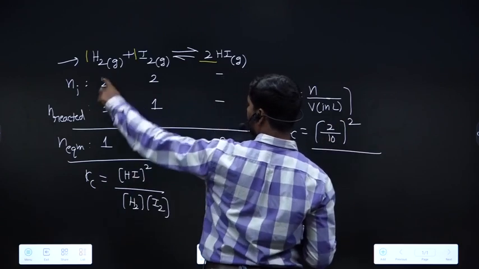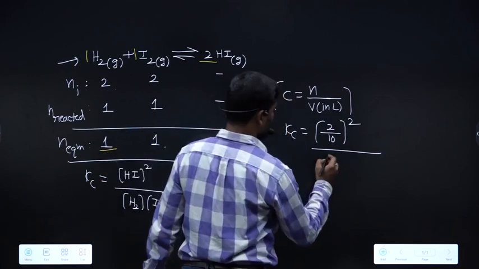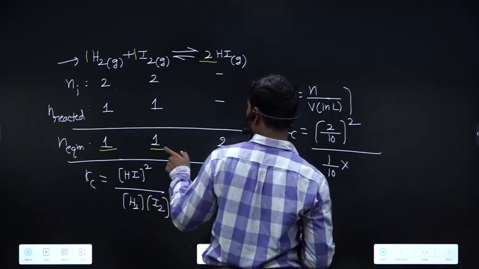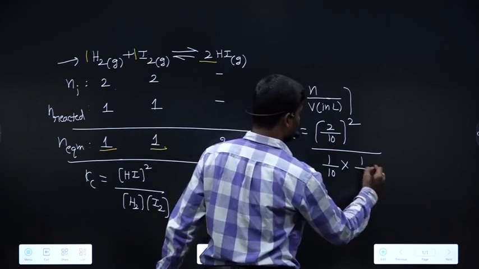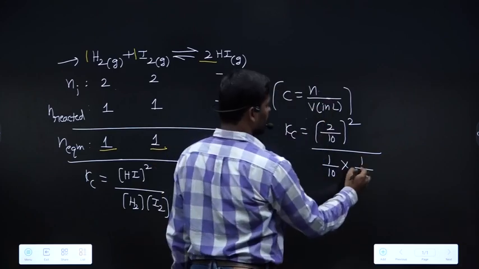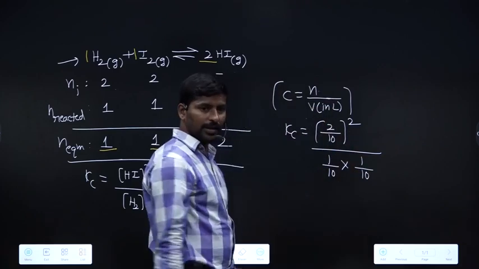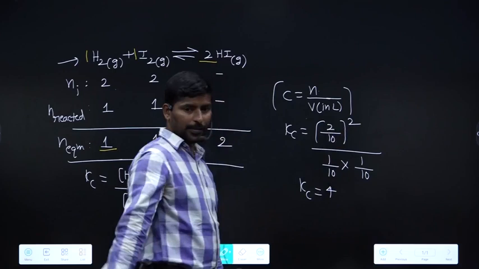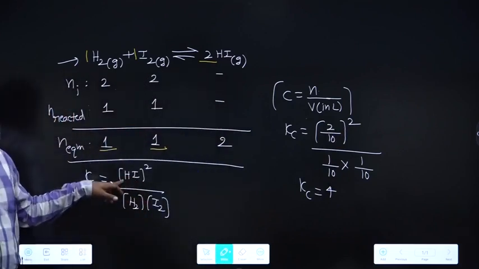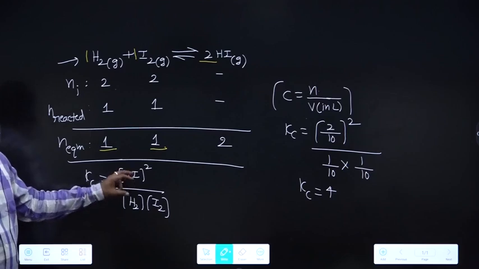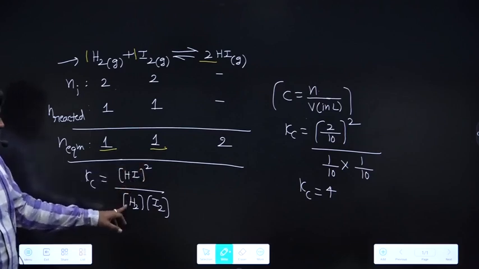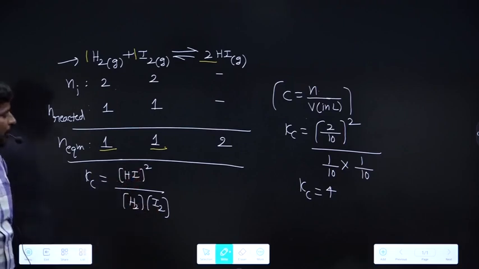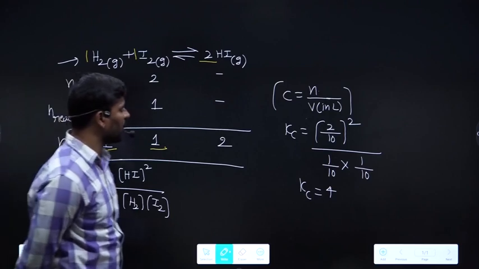Next, concentration of H2. What is the concentration of H2 at equilibrium? 1, so 1 by 10. Next, concentration of I2. Number of moles at equilibrium is 1, number of moles by volume in liters, that is 10. So the 10 squared gets cancelled. So Kc is equal to what we will get? 2 squared, that is 4. What is the unit? Can we get any unit? No unit. Here concentration power 2 we have, here also concentration into concentration power 2 we have, it gets cancelled, so we don't get any unit. So the equilibrium constant value is 4.